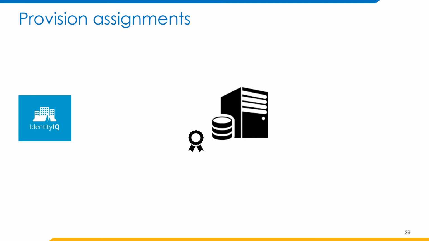The next option that we are going to consider is provision assignments. This option helps us provision any permitted roles that are not yet assigned to the identity. Also, any other pending provisioning also happens with the help of this option.